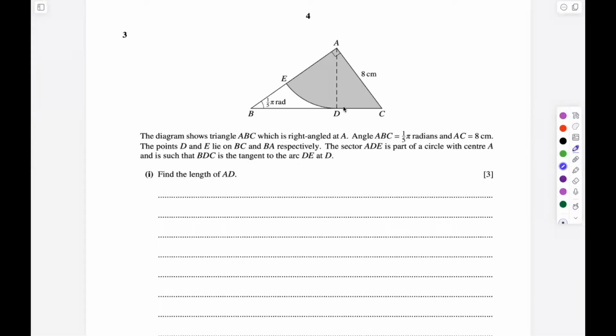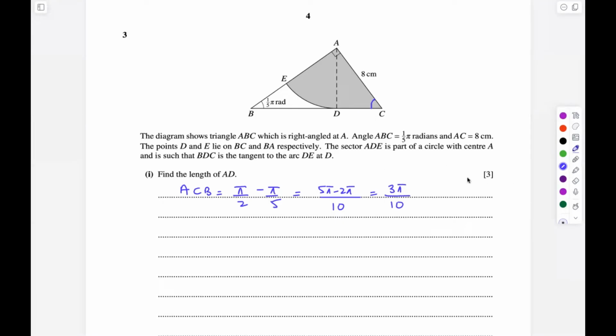Now to find the length of AD, we know that this angle is 1 upon 5 pi. This is 90 degrees or pi upon 2. So to find angle ACB first, as this is pi upon 2, the sum of these two will also be pi upon 2. So we can write that angle ACB will be pi upon 2 minus pi upon 5. Taking the LCM, which will be 10, this will become 5 pi minus 2 pi over 10. So this angle will be 3 pi upon 10.